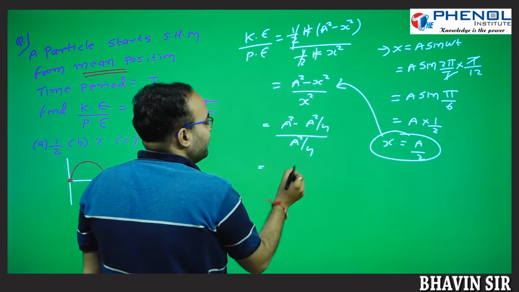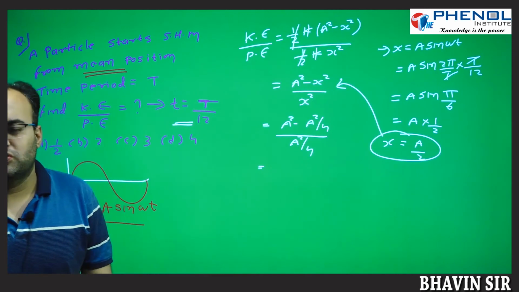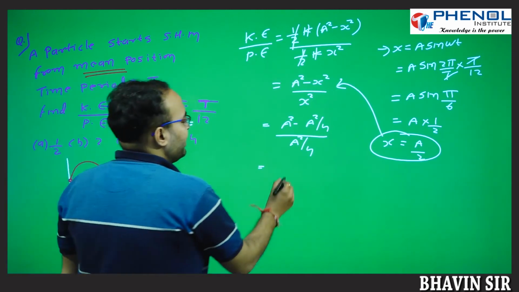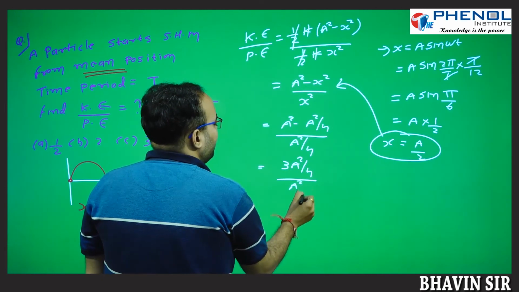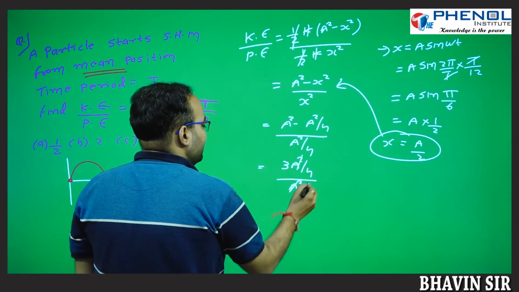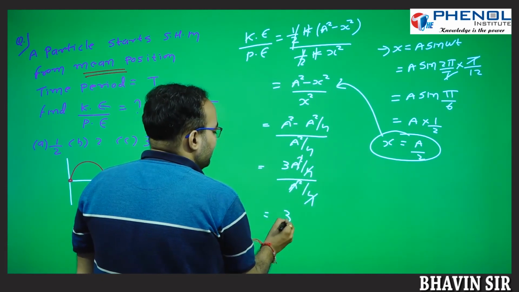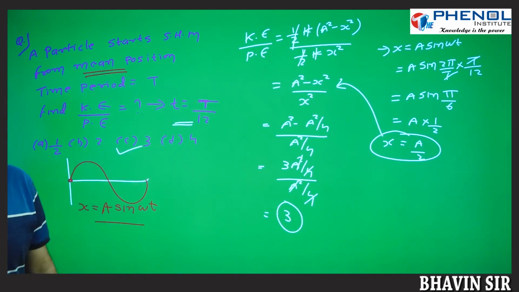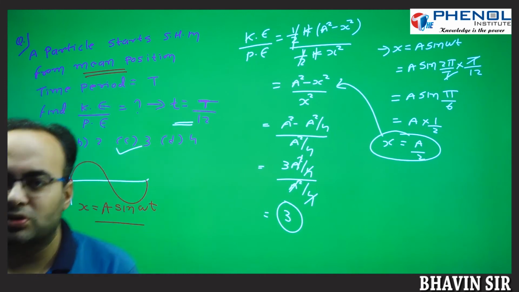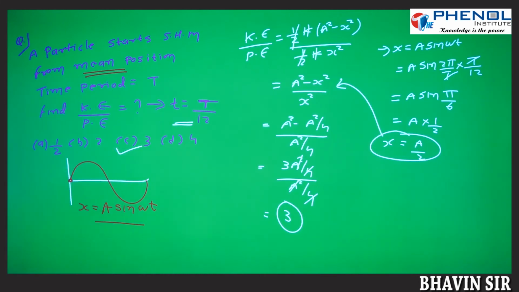A square by 4, take LCM. So 4A square minus A square means 3A square by 4 upon A square by 4. A square cancels, 4 cancels. What is the answer, students? What is the ratio? 3. Okay, so that is the final answer. 3.